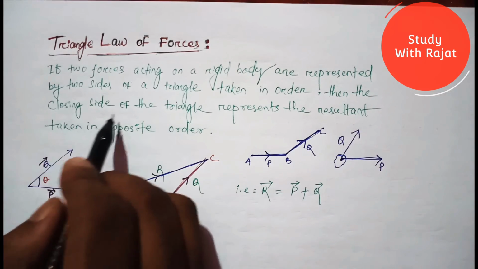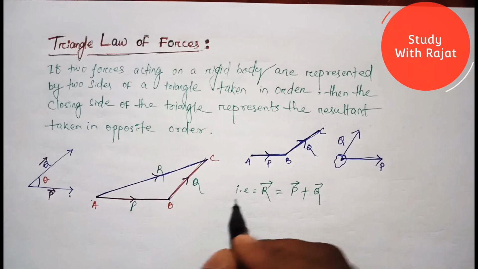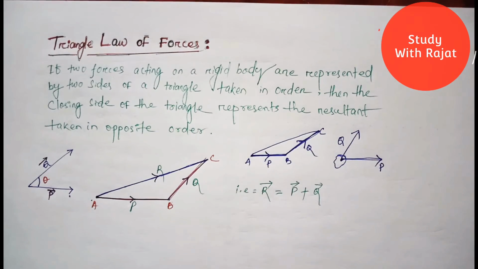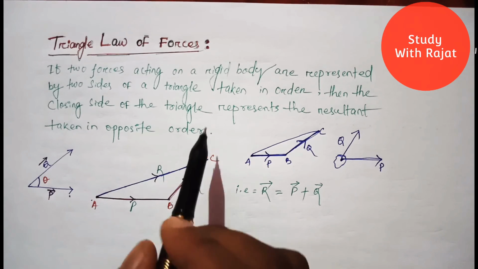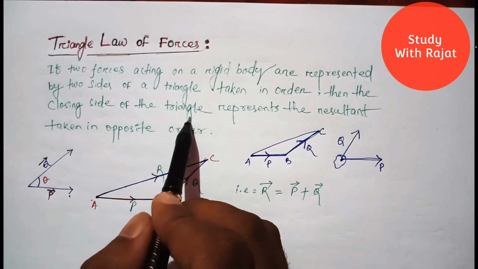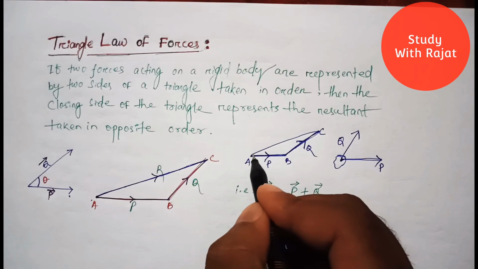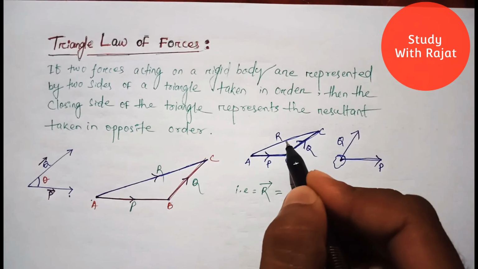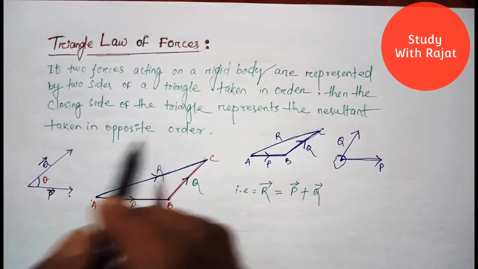Then the closing side of the triangle. So what is the closing side? If we join A to C, then it will be the closing side. So here it says that the closing side of the triangle represents the resultant. So this closing side is represented as the resultant, which we can call R, taken in opposite order.